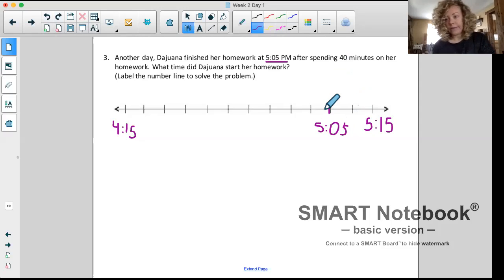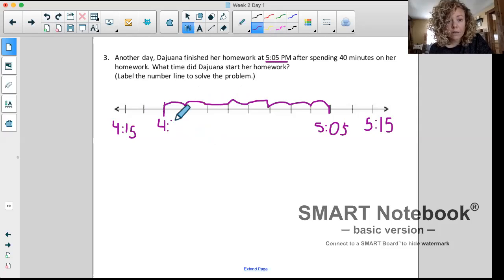So we can skip count by fives because that's what each increment represents, a 5-minute interval. And we're going backwards, we're going this way, 40 minutes. So 5, 10, 15, 20, 25, 30, 35, 40. Okay, so this is when she started. We have to figure out what time that is now. This is 4:15. Each of these is 5 minutes. So this is 4:20, and this is 4:25. So she started her homework at 4:25. I'm going to circle that because that is our answer. All right.